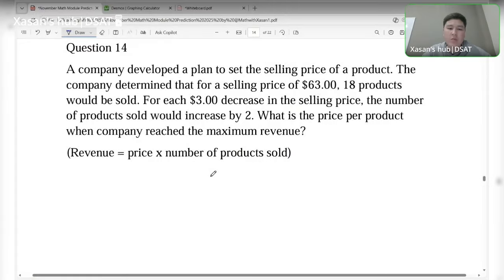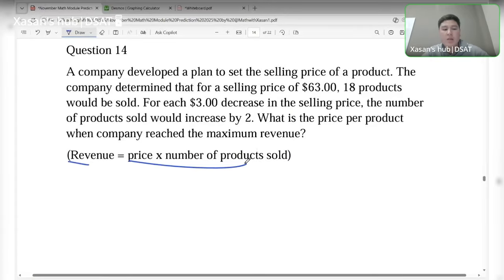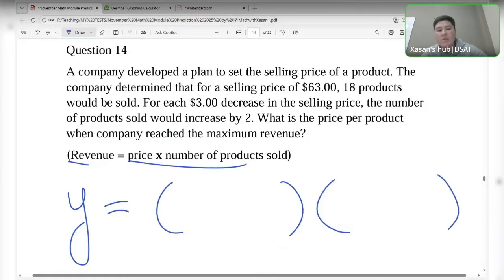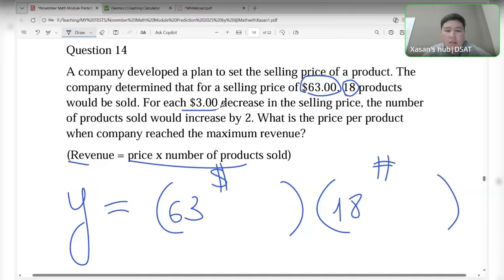Okay, the revenue equals price times number of products sold. Revenue, which is Y, equals, guys, just open 2 brackets. For the first one, I'm going to write the price, and for the second, I'm going to write the number of products sold. When the price is $63, you can see that 18 products will be sold. For each $3 decrease in the selling price, the number of products would increase by 2. Just add 2. That's all.